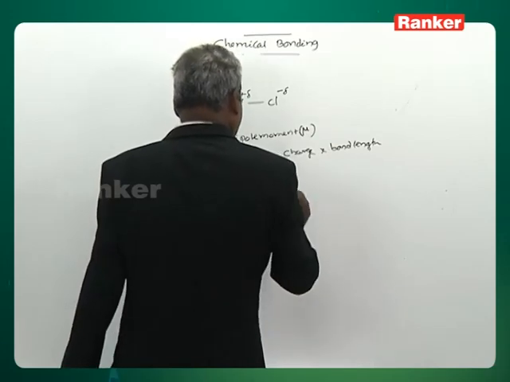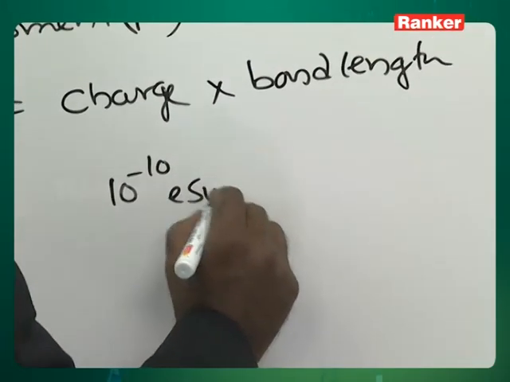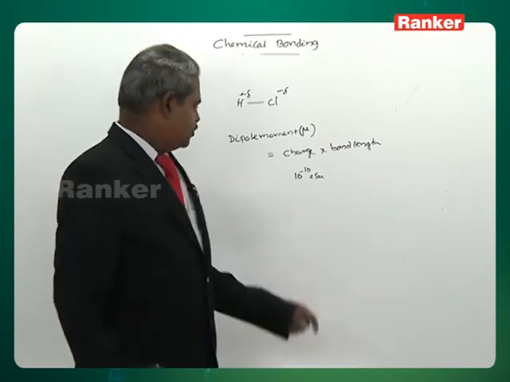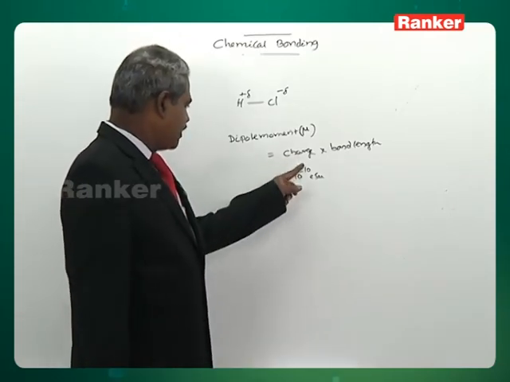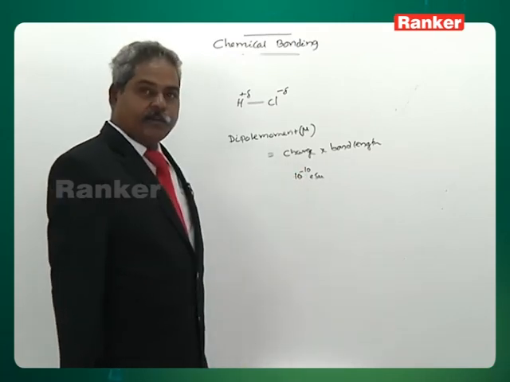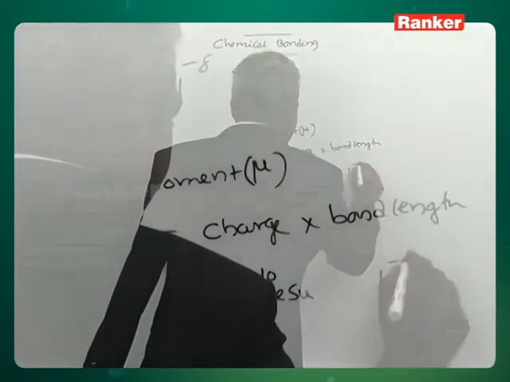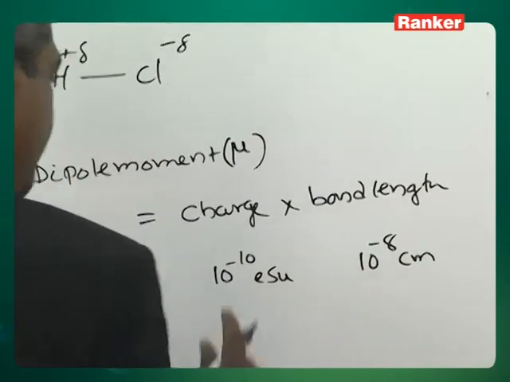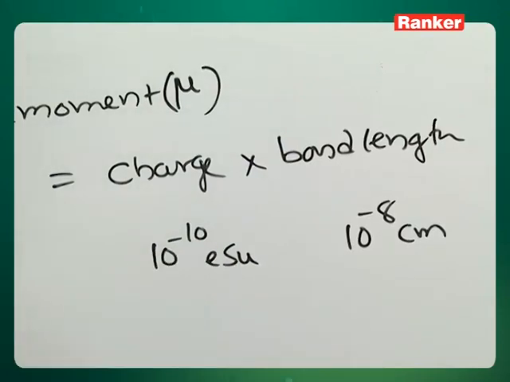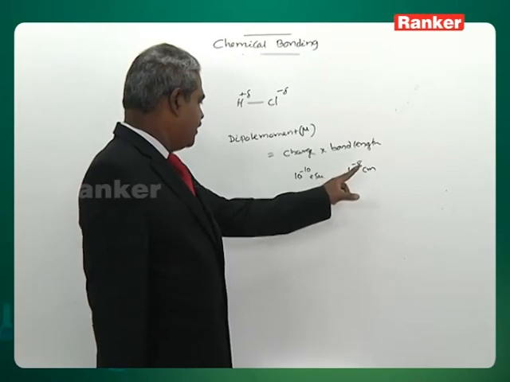So charge is of the order 10 power minus 10 electrostatic units. Charge is of the order, means it is 4.8 into 10 power minus 10. I am just taking that 4.8 into 10 power minus 10 electrostatic units. And bond lengths are usually measured in angstrom. They are of the order 10 power minus 8 centimeters. It can be 1 angstrom, 2 angstrom, 1.4 angstrom, depending on the bond length. But angstrom means 10 power minus 8 centimeters.